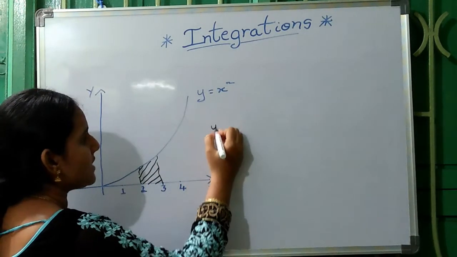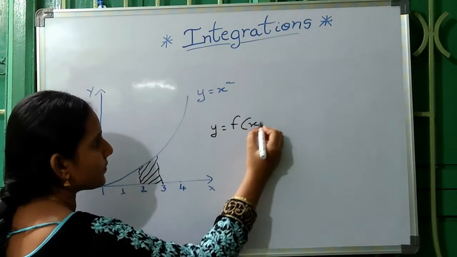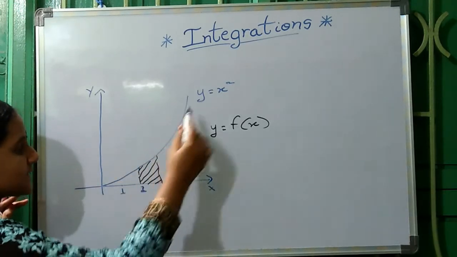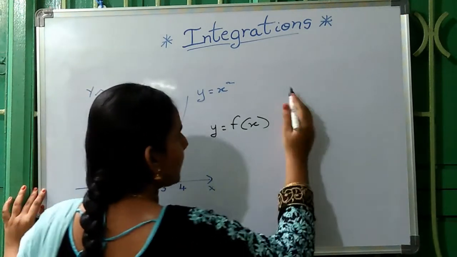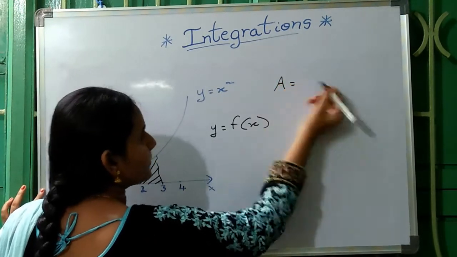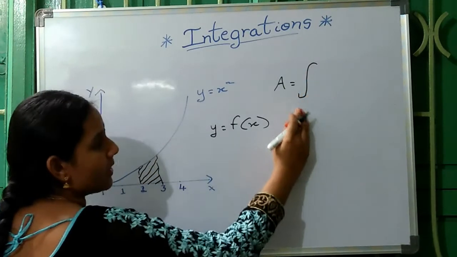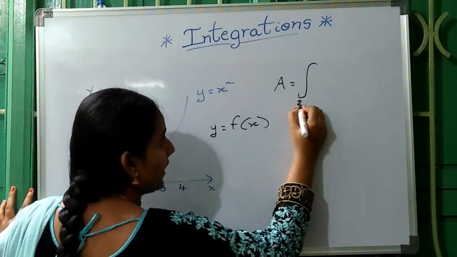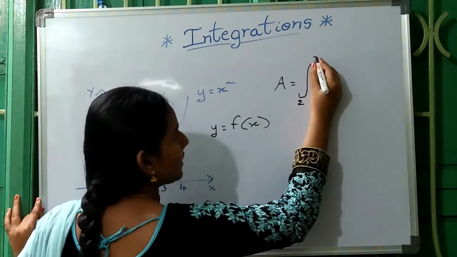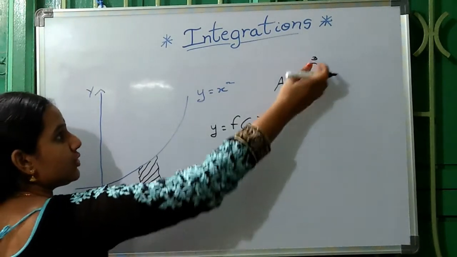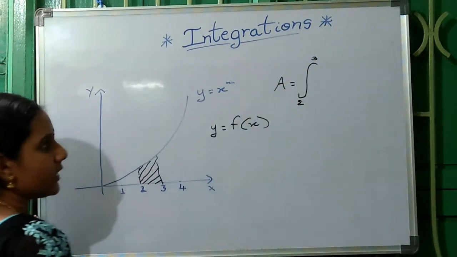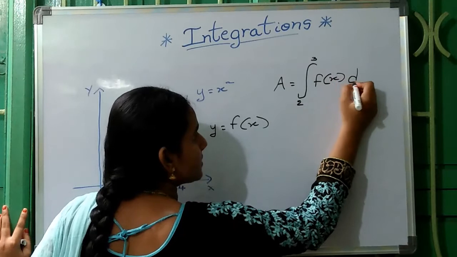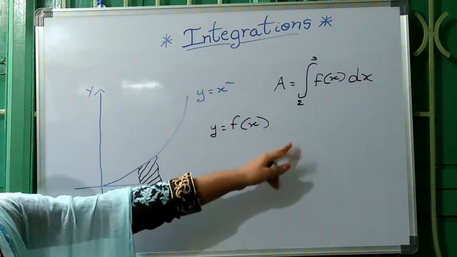Let this function be y is equal to f of x. Then the area covered by this curve from 2 to 3 is given by A is equal to, this is the symbol for integration, integral from lower limit 2 to upper limit 3. These are called limits. Integral from 2 to 3 of f of x dx. This is the notation of integration.